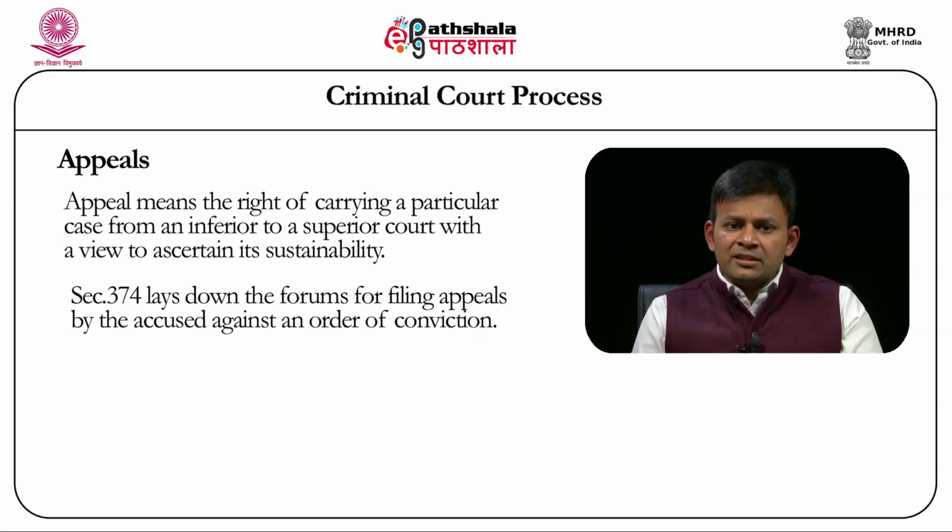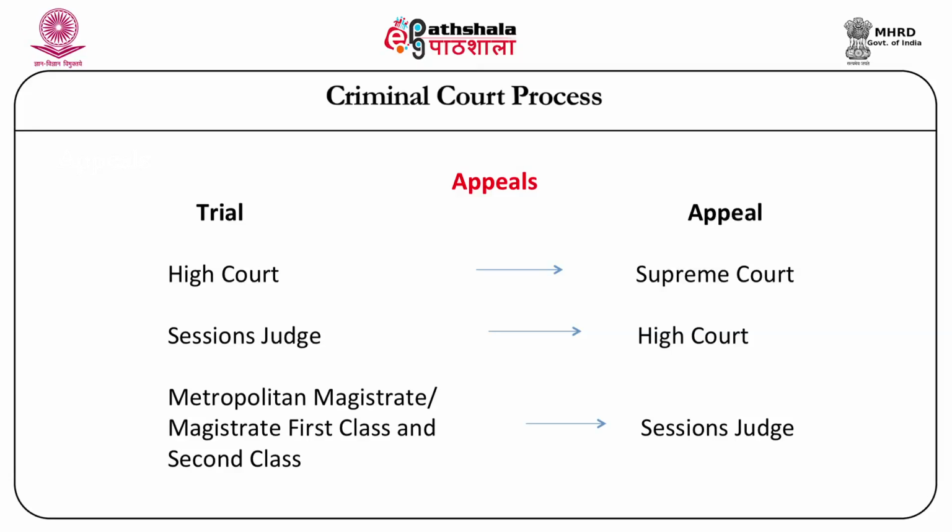Section 374 CRPC lays down the forums for filing appeals by the accused person. So, if a sentence has been pronounced by a metropolitan magistrate or magistrate first class or second class, then the appeal shall lie to the sessions judge. If the sentence has been pronounced by the sessions judge, then the appeal will lie to the High Court. And if the sentence has been pronounced by the High Court, then the appeal will lie to the Supreme Court.